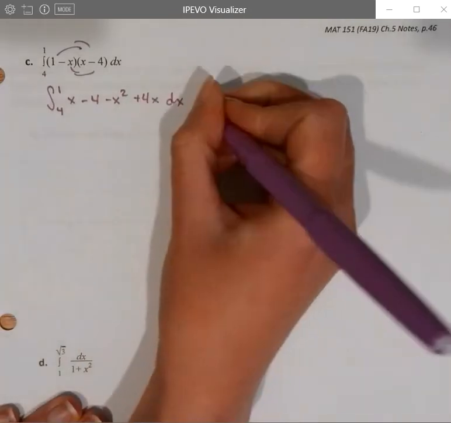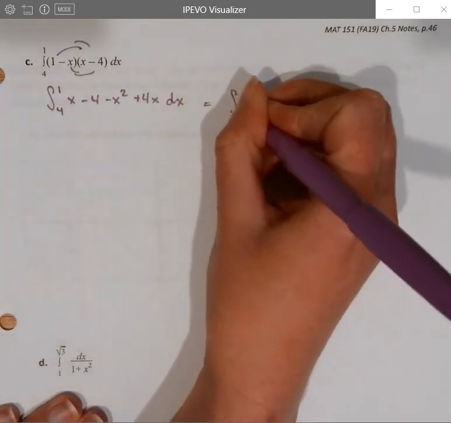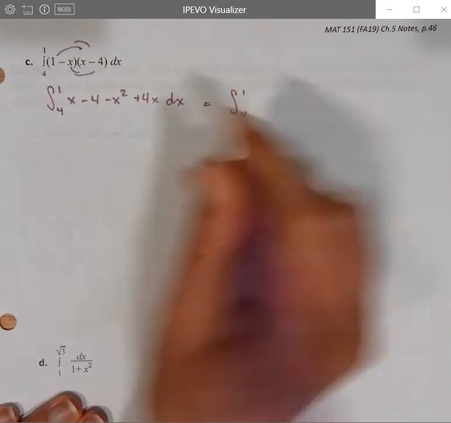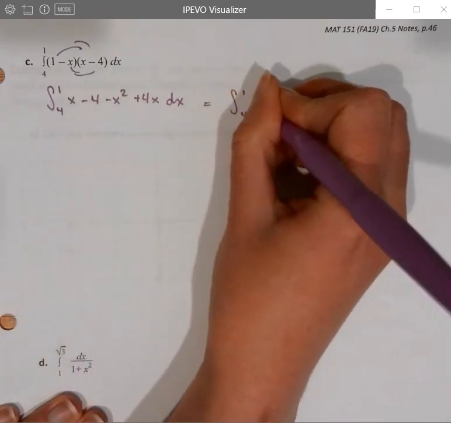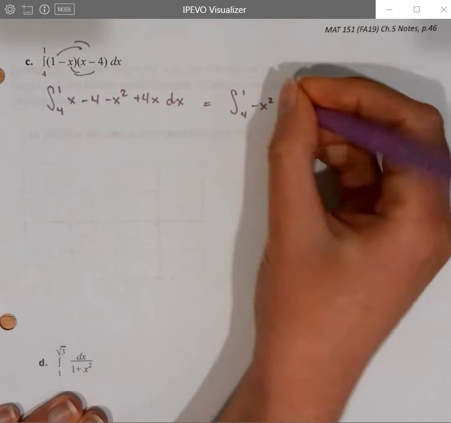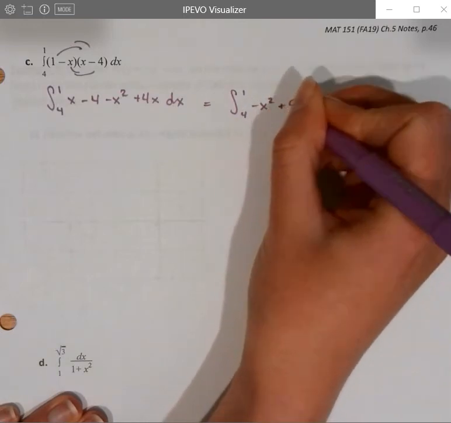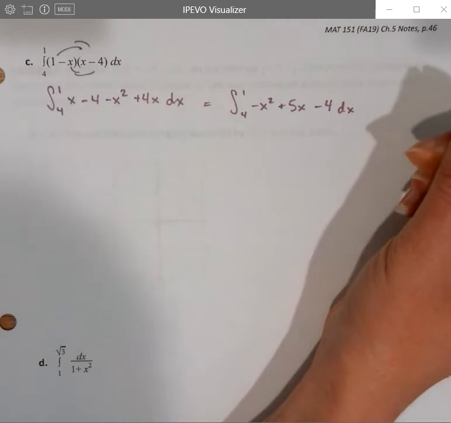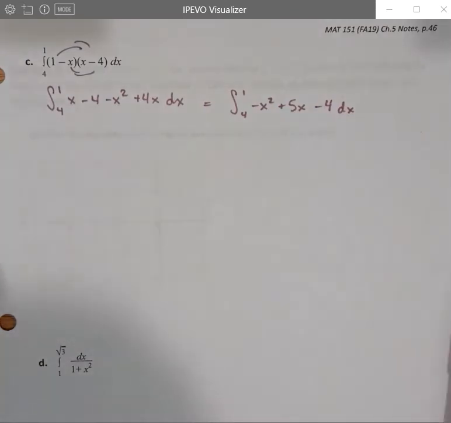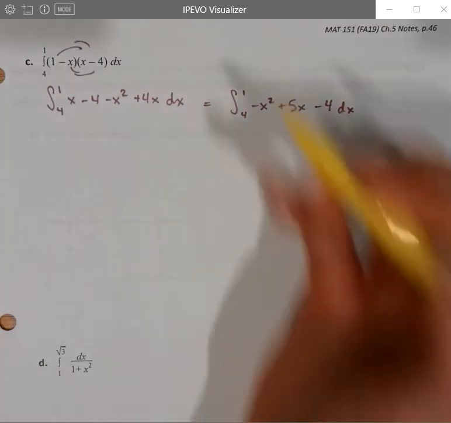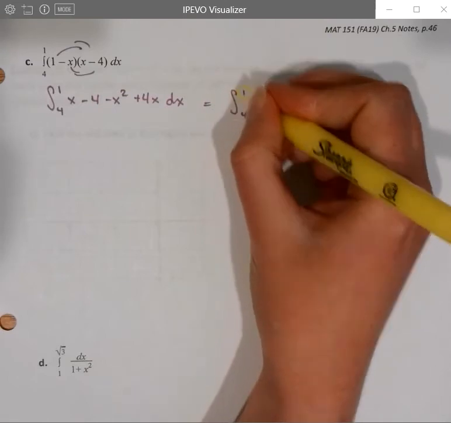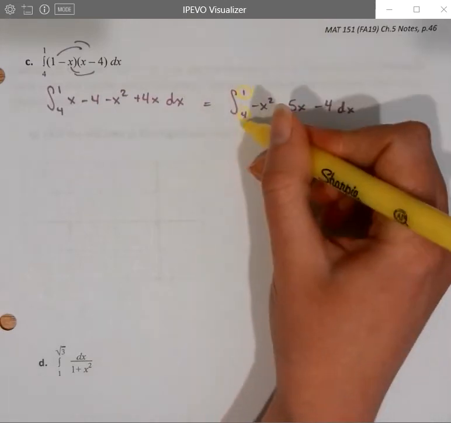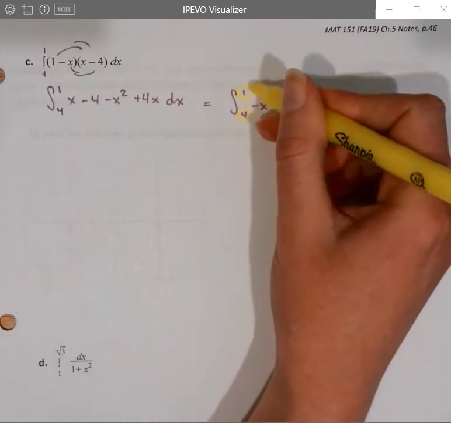I'm going to rewrite that a couple times. The first thing I will do is just reorder it, so the negative x squared is first. We have a plus 5x, and then we have a minus 4. Now one of the things that pops out at me right away is that the bounds are in the opposite order. It's usually lower than upper, and they're swapped.